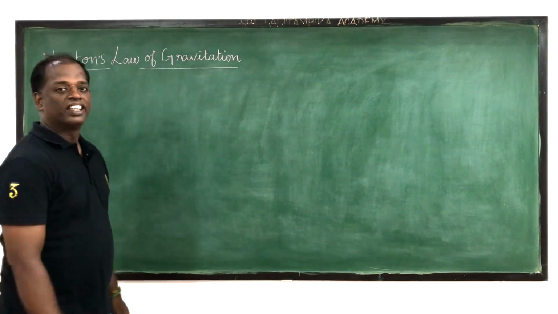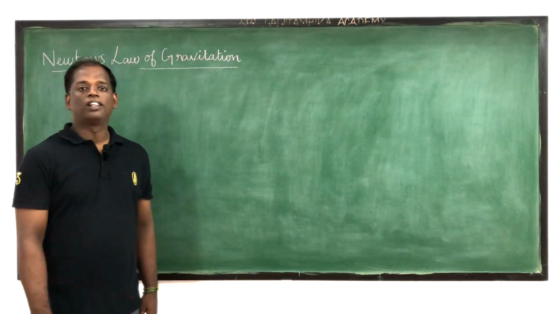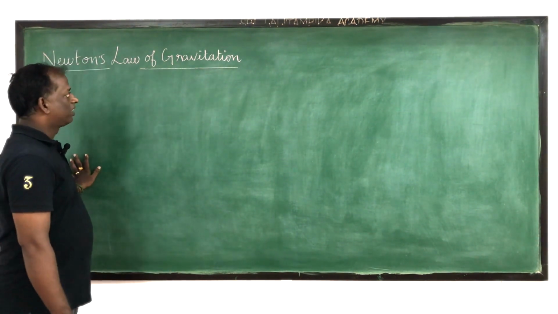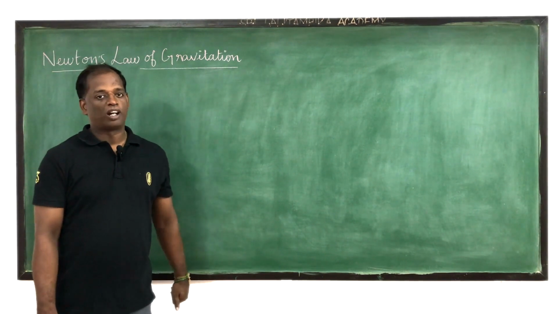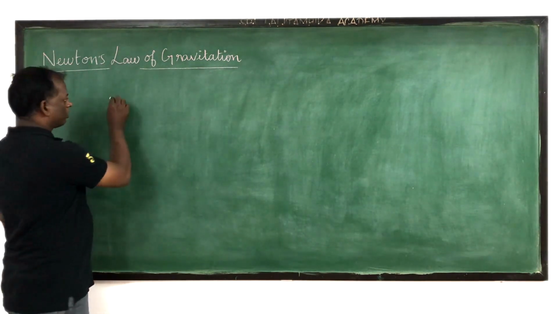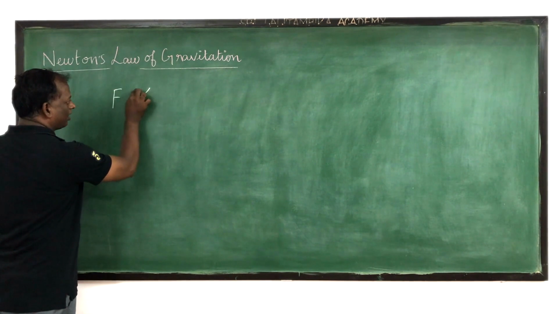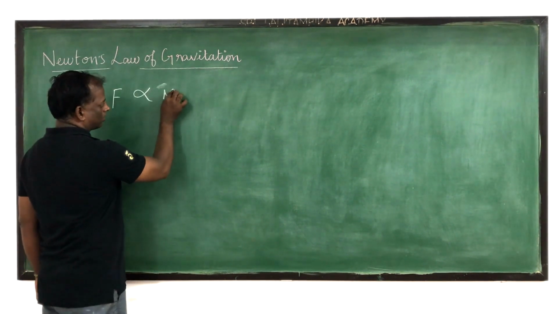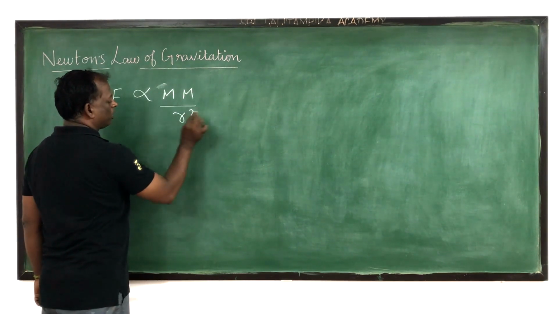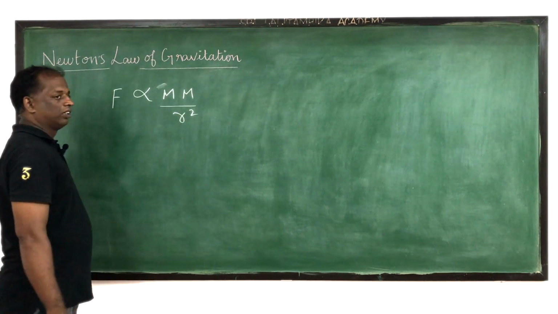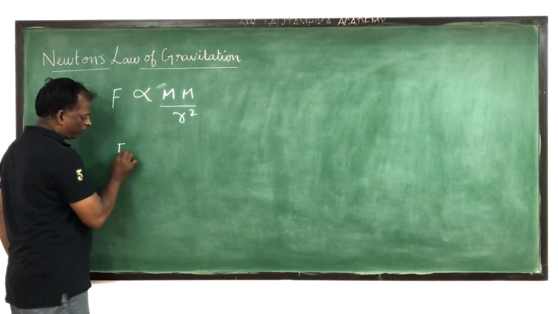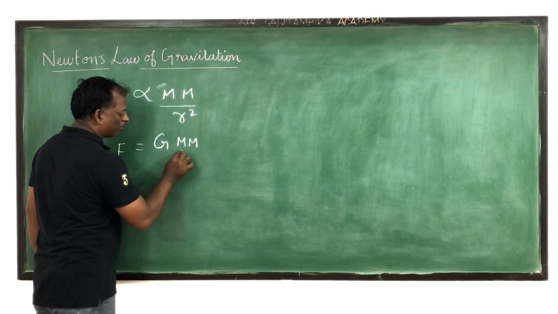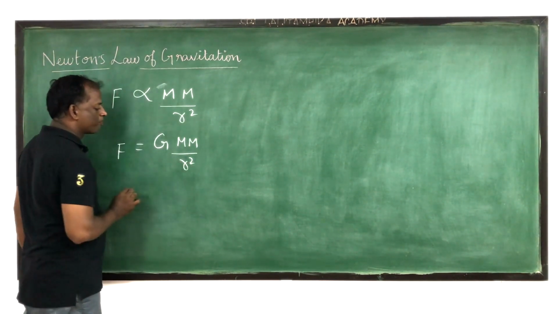Hello students, இன்னைக்கு நம்ம பார்க்க போறது Newton's law of gravitation. So இந்த லெசன்ல நம்ம gravitation பத்தி எல்லா ப்ராப்ளம்ஸும் நம்ம பார்க்க போறோம். F, the force is directly proportional to the product of the masses and inversely proportional to the square of the distance between them. Or F is equal to capital G into M by R square.